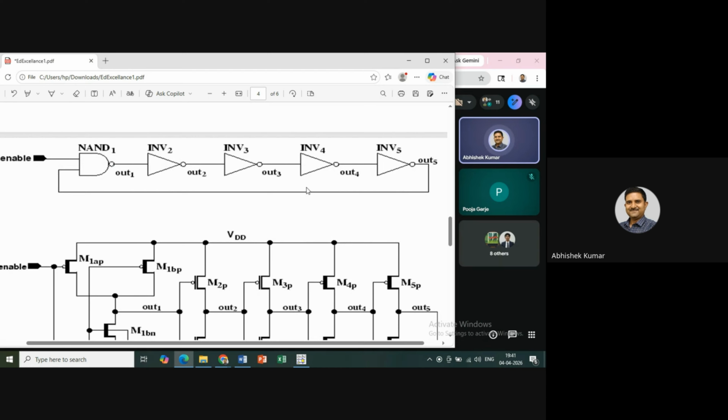So it's oscillating. But when enable equals zero, this output is going to become always one. So this is not going to act as an inverter, so it will not be able to generate frequency. Okay, so here is our experiment.